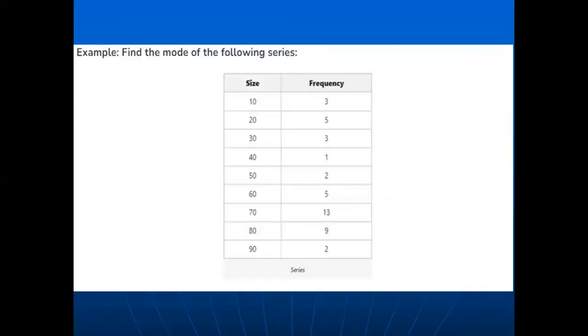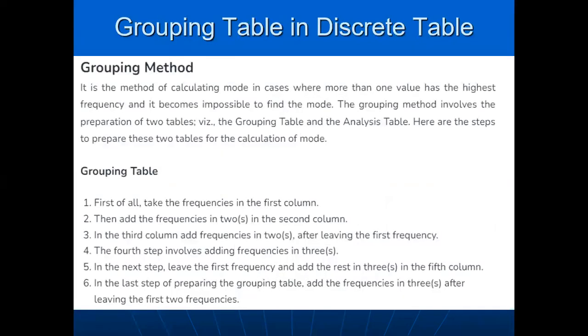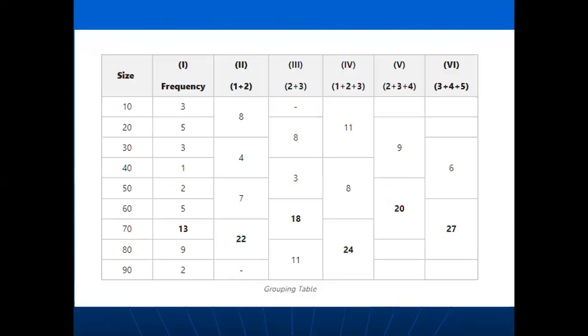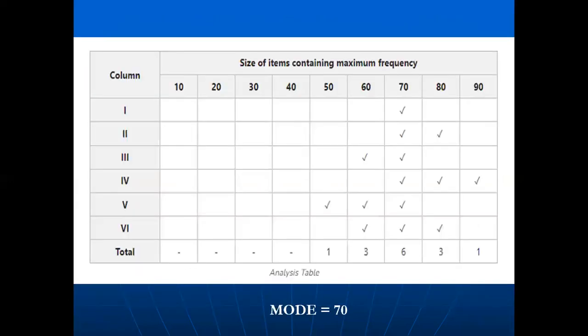So like that we have to keep ticking for 18, 24, 20, and 27. So you'll be getting this number of ticks here. The third column has 60, 70, the fourth column 70, 80, 90, the fifth column will be ticked under 50, 60, and 70, and in the sixth column 60, 70, and 80 are ticked.